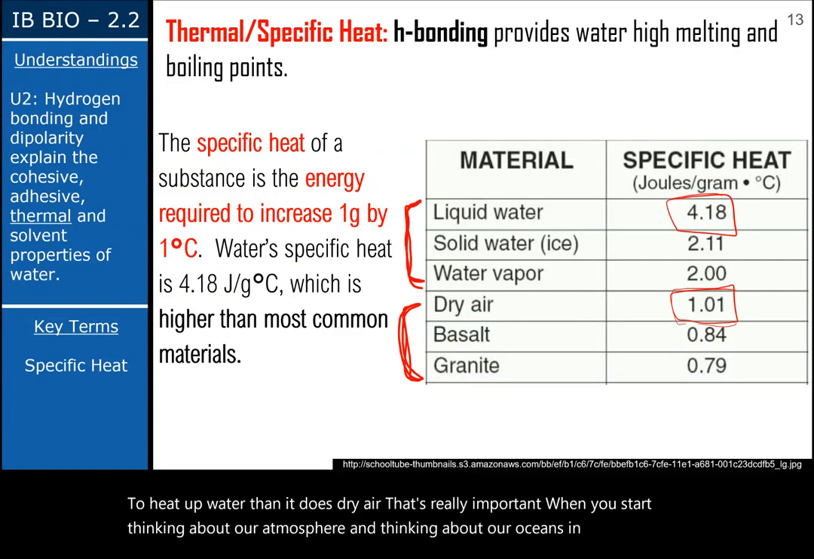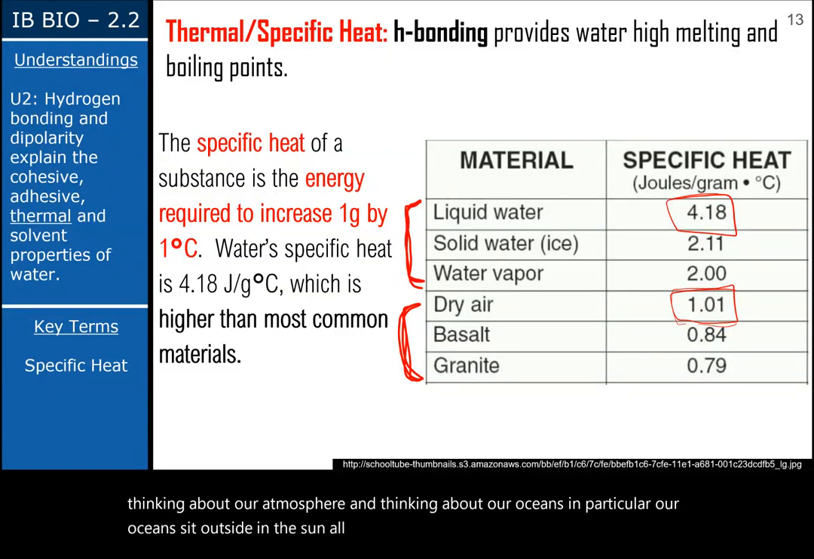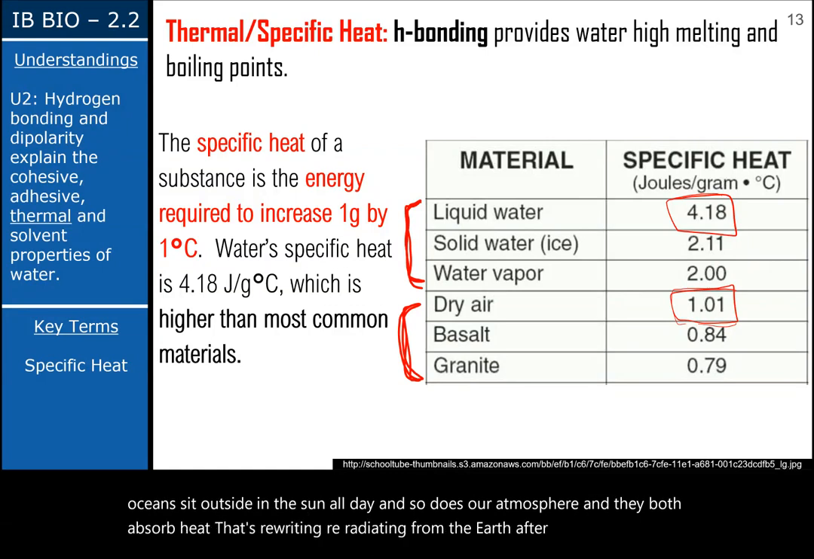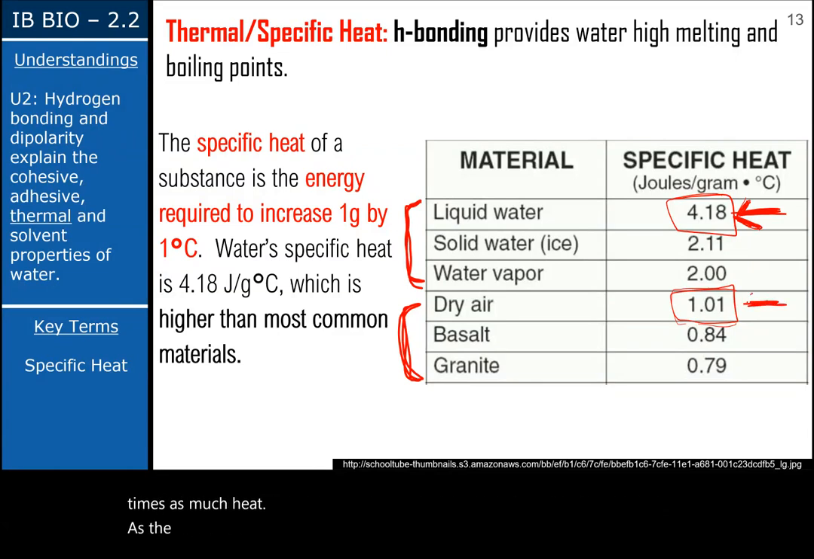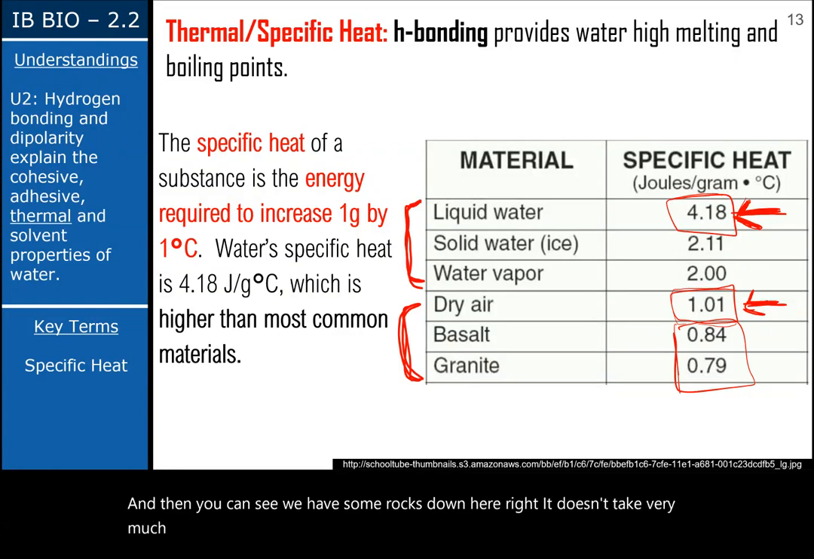Our oceans sit outside in the sun all day, and so does our atmosphere. And they both absorb heat that's re-radiating from the earth after being absorbed, right? That's the greenhouse effect. And our oceans absorb a ton of heat, 4 times as much heat as the air does. And then you can see we have some rocks down here, right? It doesn't take very much energy at all to heat them up. Think about walking through that hot sand at the beach, right? Doesn't take a lot of energy to make that stuff hot.